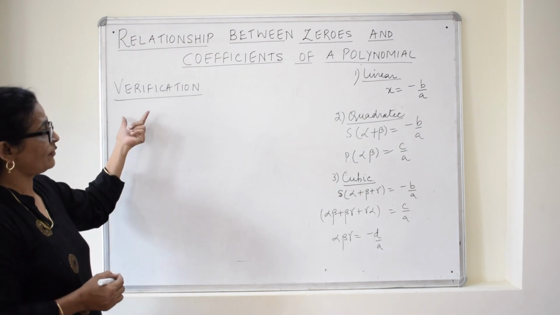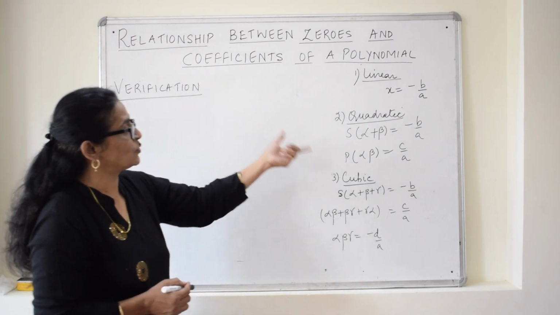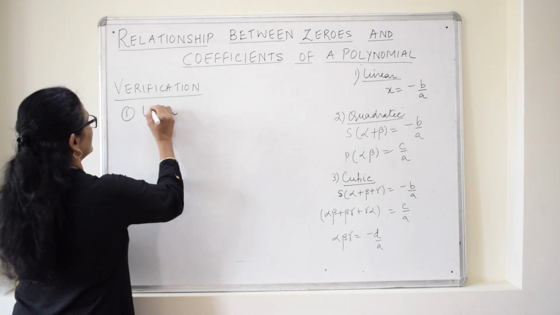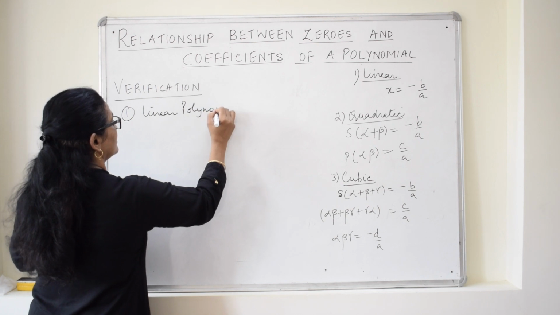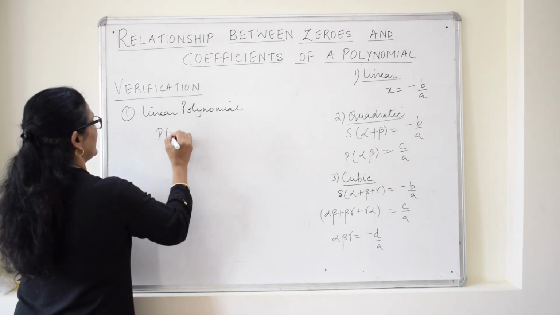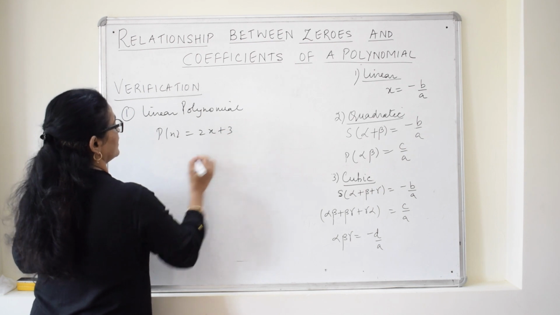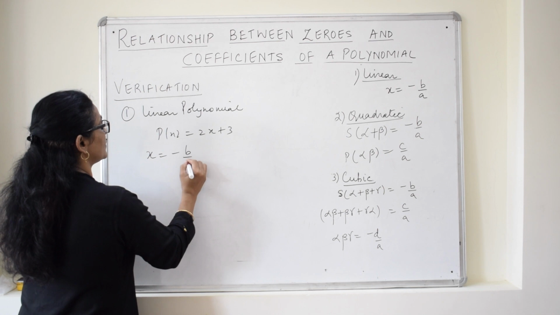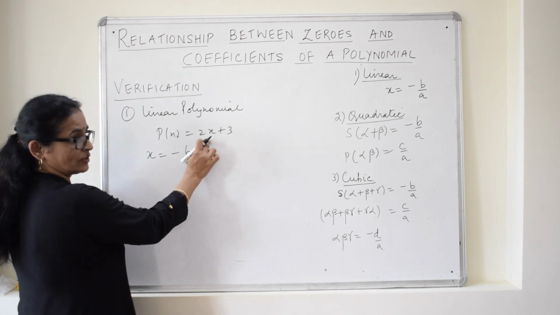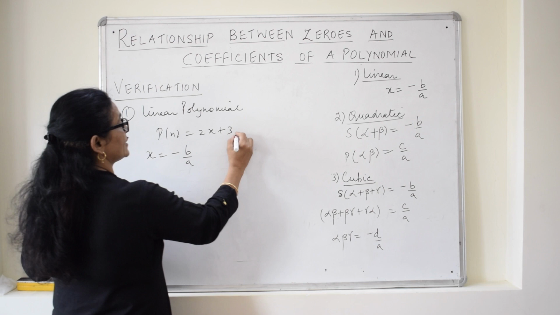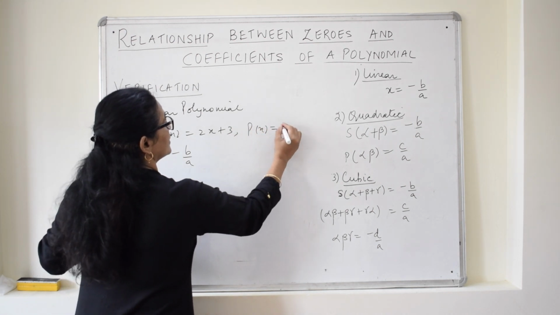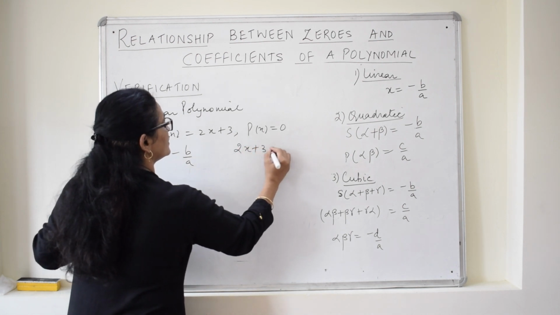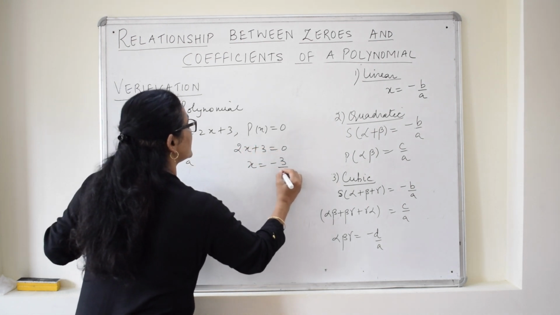So what we have seen, these three relations of a cubic polynomial. Now we will see the verification of these relationships between the zeros and the coefficients. Let's take first a linear polynomial with the example p of x is equal to 2x plus 3. So the zero will be minus b upon a, x should be equal to minus b upon a. Here if you want to find the zero of this polynomial, we have to make its polynomial equation, that will be p of x is equal to 0. So the zero of this polynomial is minus 3 upon 2.